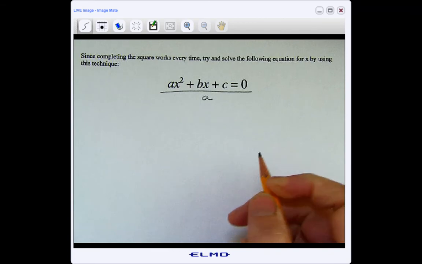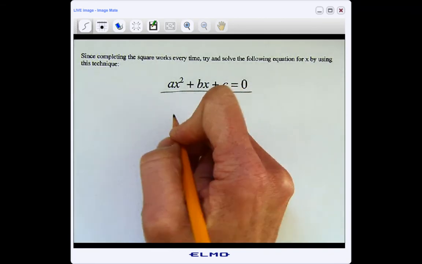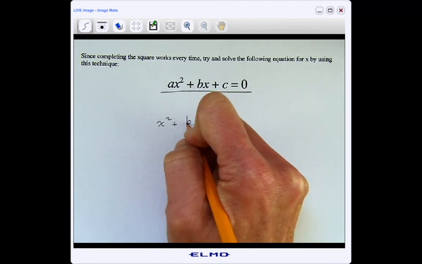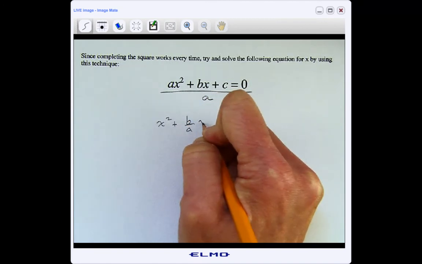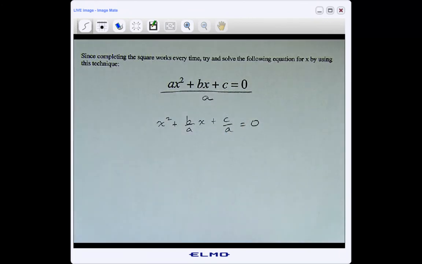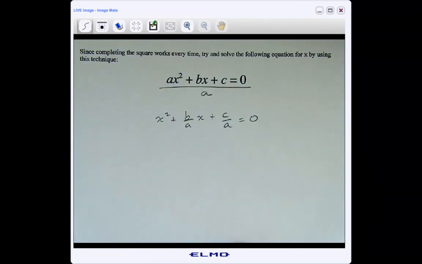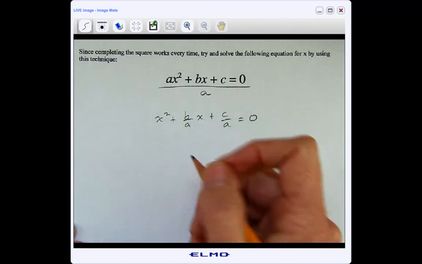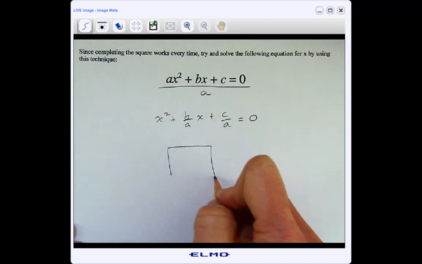Okay, so when I divide this equation by a, I get x squared plus b over a x plus c over a equaling 0. So I kind of achieved the first thing that I did on all those example problems on the previous page. I made my a value 1, which makes it a little bit easier to complete the square. All right, so I'm going to go ahead and try and complete my square.